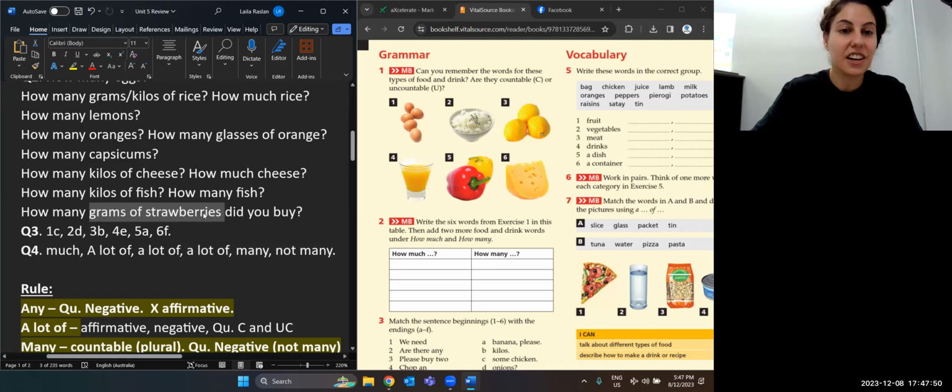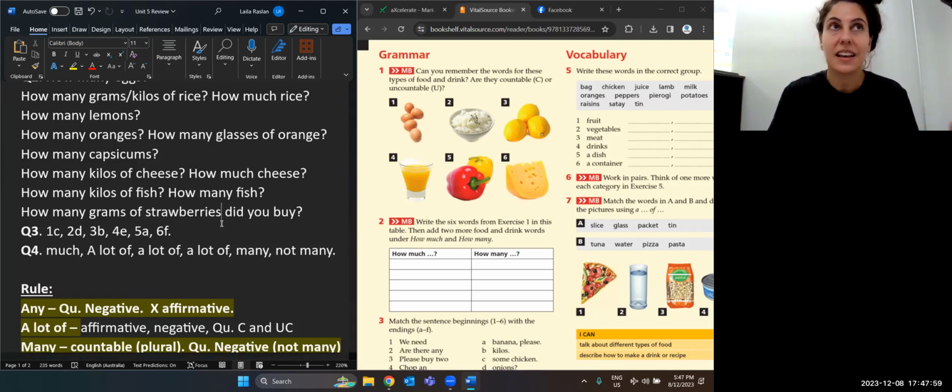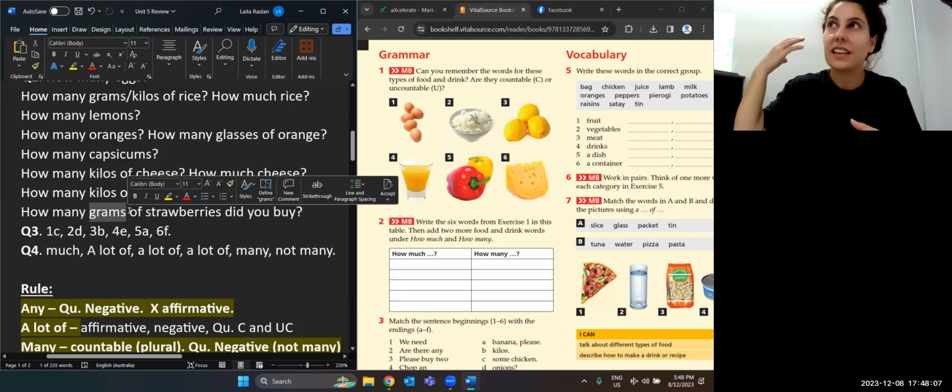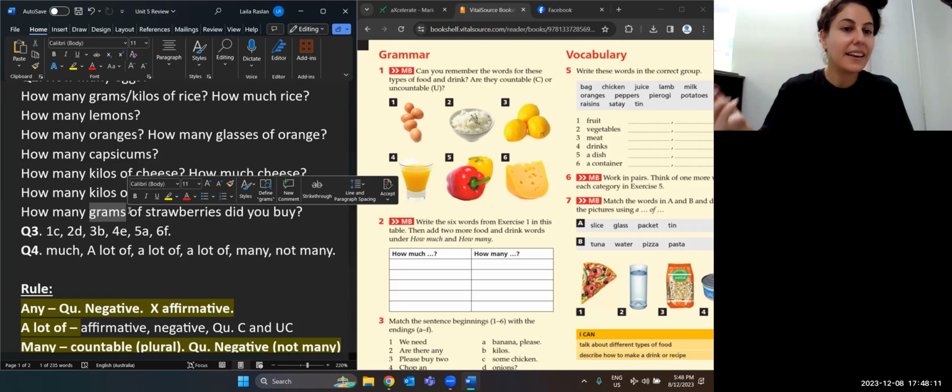Exactly. Cherries. How many grams of cherries? How many grams of nuts? How many grams of almonds? How many grams of cashews? How many grams of Brazilian nuts did you buy? Because again, they come in a packet of grams. So you've got to think, how do I buy it? Do I buy one almond? No. I buy grams of almonds.